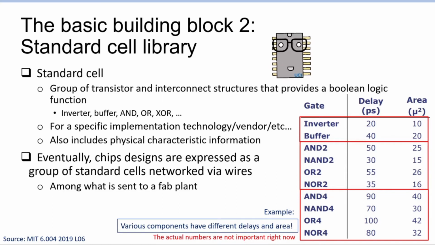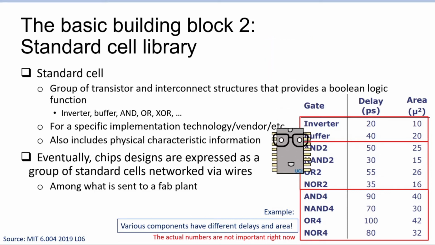So there are separate standard cell libraries for a specific implementation technology, specific fab node, vendor, etc., depending on what they have available. They also include physical characteristic information. For example, on the table here, you see each gate type is annotated with an area number as well as the delay through this module. And these characteristics are used by the designer, typically design software, to come up with a performance characteristic and a size characteristic, to optimize for the characteristics that we want.